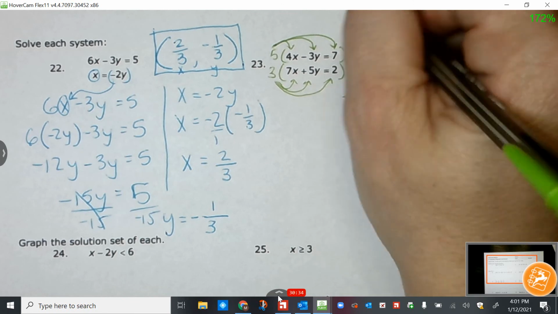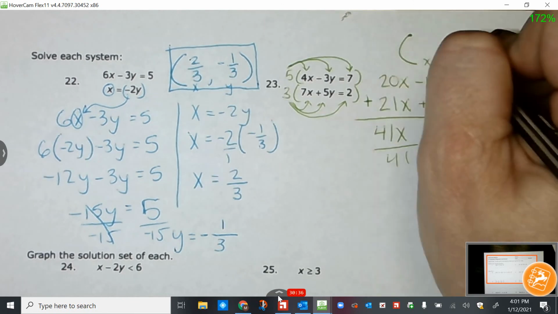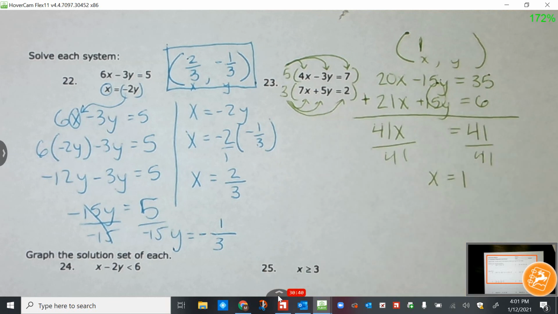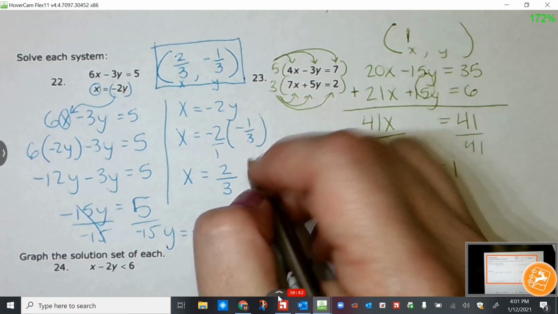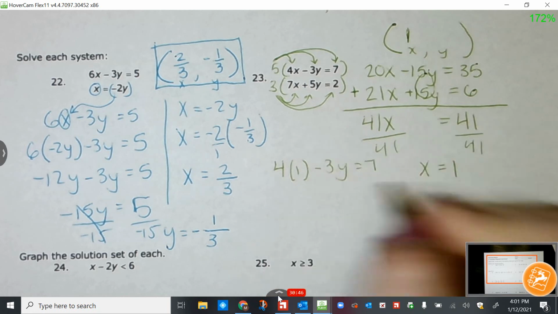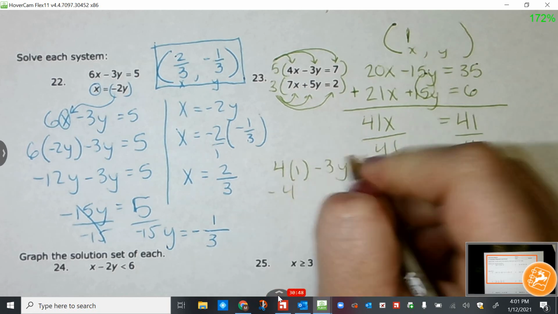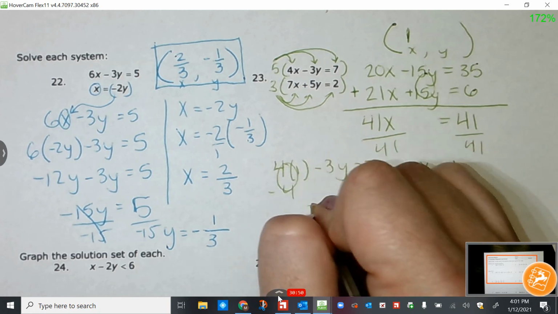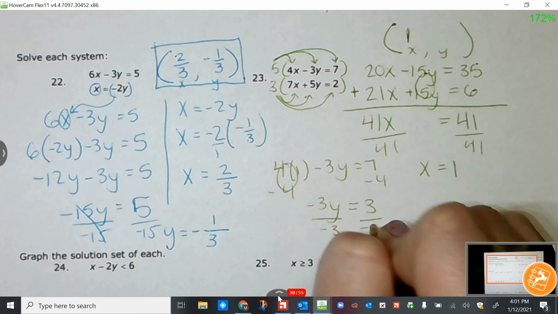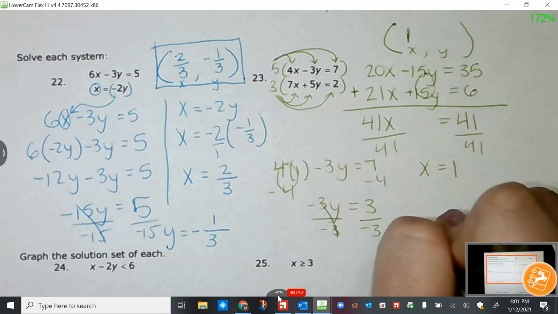Okay, halfway done, because I know my answer is going to be an x comma y, and I know x is 1. Does it matter which one I pick? Nope. So I'm just going to pick the first one. 4 times x minus 3 times y equals 7. Well, that's just 4, so I'm going to subtract 4 from both sides. And I get negative 3y equals 3. Divide by negative 3, divide by negative 3, and I get y equals negative 1.